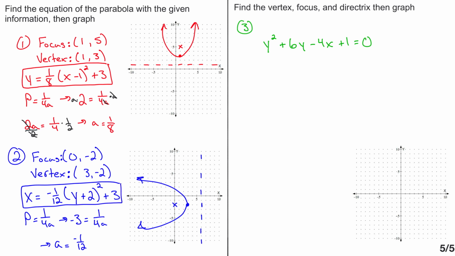So the first two problems give you the focus and the vertex, and then we just utilize the formula to find the focal length to determine the equation of the quadratic.